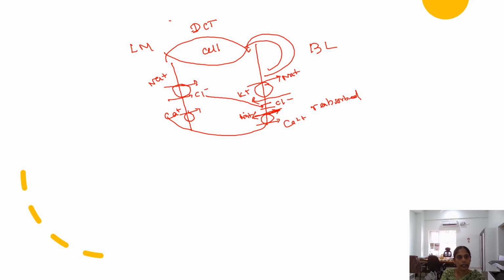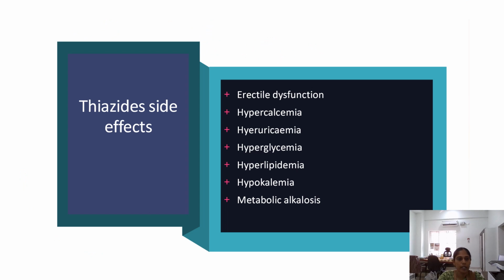Now, how do your thiazide diuretics act? These thiazide diuretics will directly block the sodium chloride co-transporter. So there will be loss of these ions in urine, since the sodium chloride co-transporter is blocked. Now we can see the previous slide also.